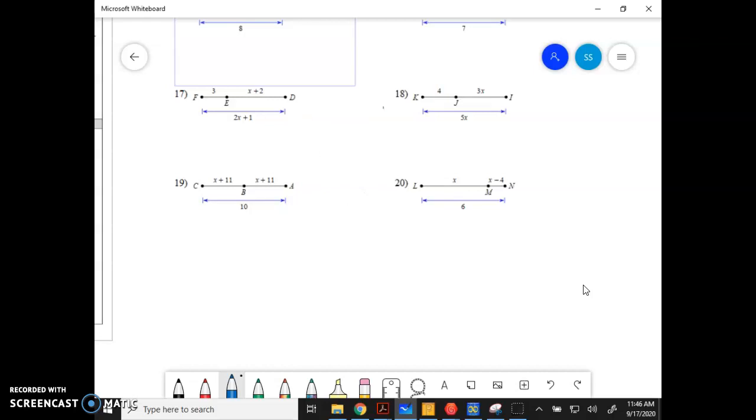This one's pretty easy. It's just these two add up to equal 10. So just set them up. x plus 11 plus x plus 11 equals 10. Combine like terms. x plus x is 2x. Just wanted to make sure nobody said that's x squared. That's not right. That would be multiplying. x plus x is 2x. 11 plus 11 is 22. It's equal to 10. Go ahead and solve that.